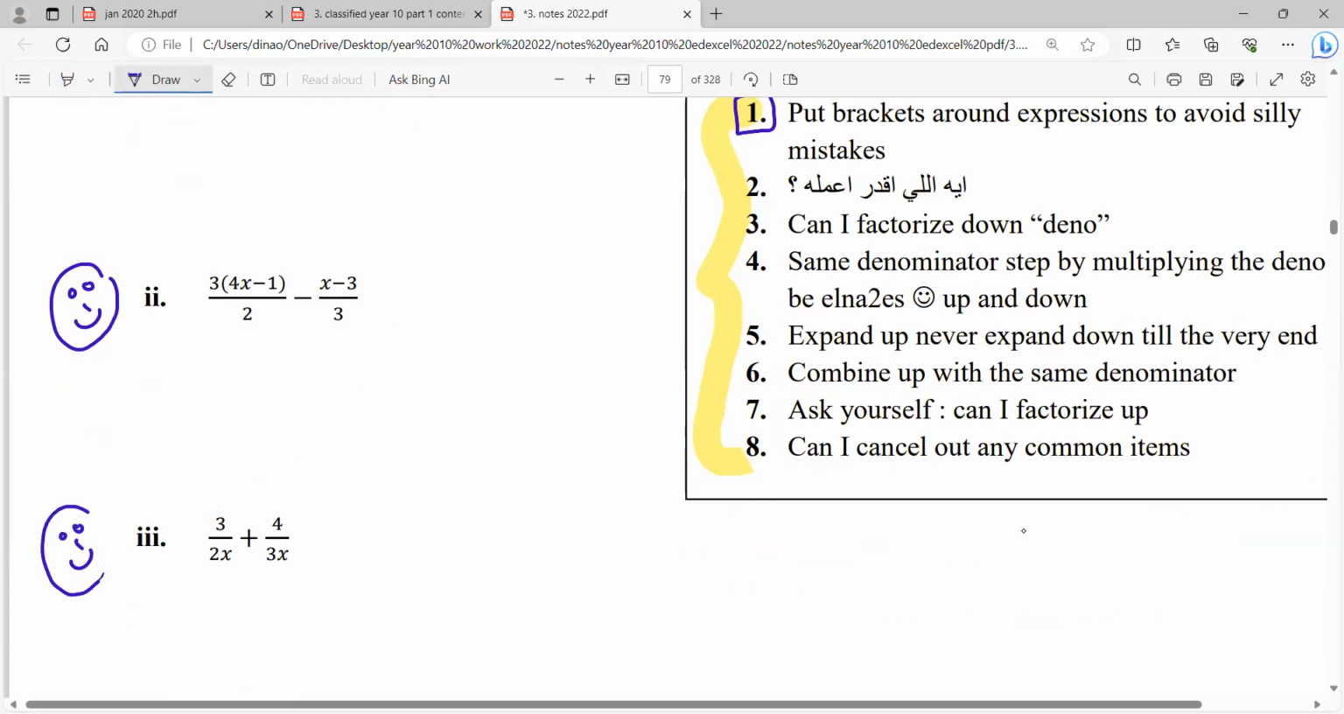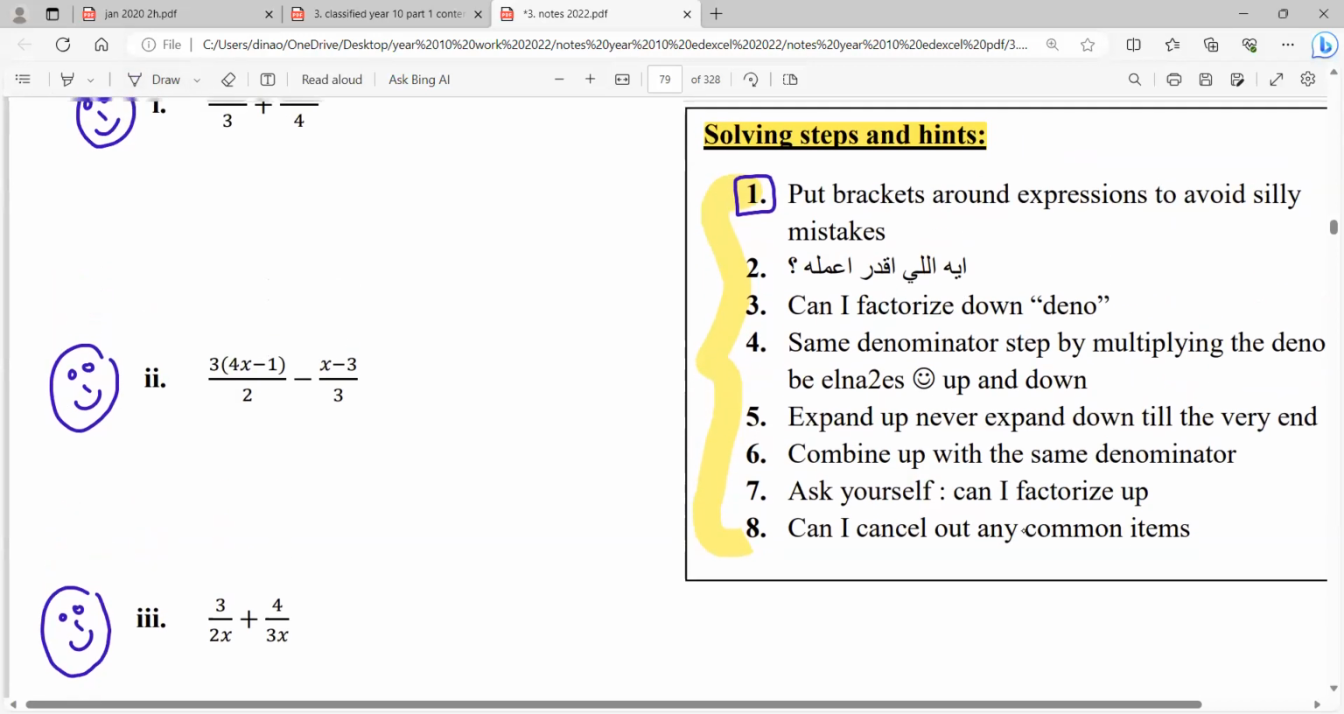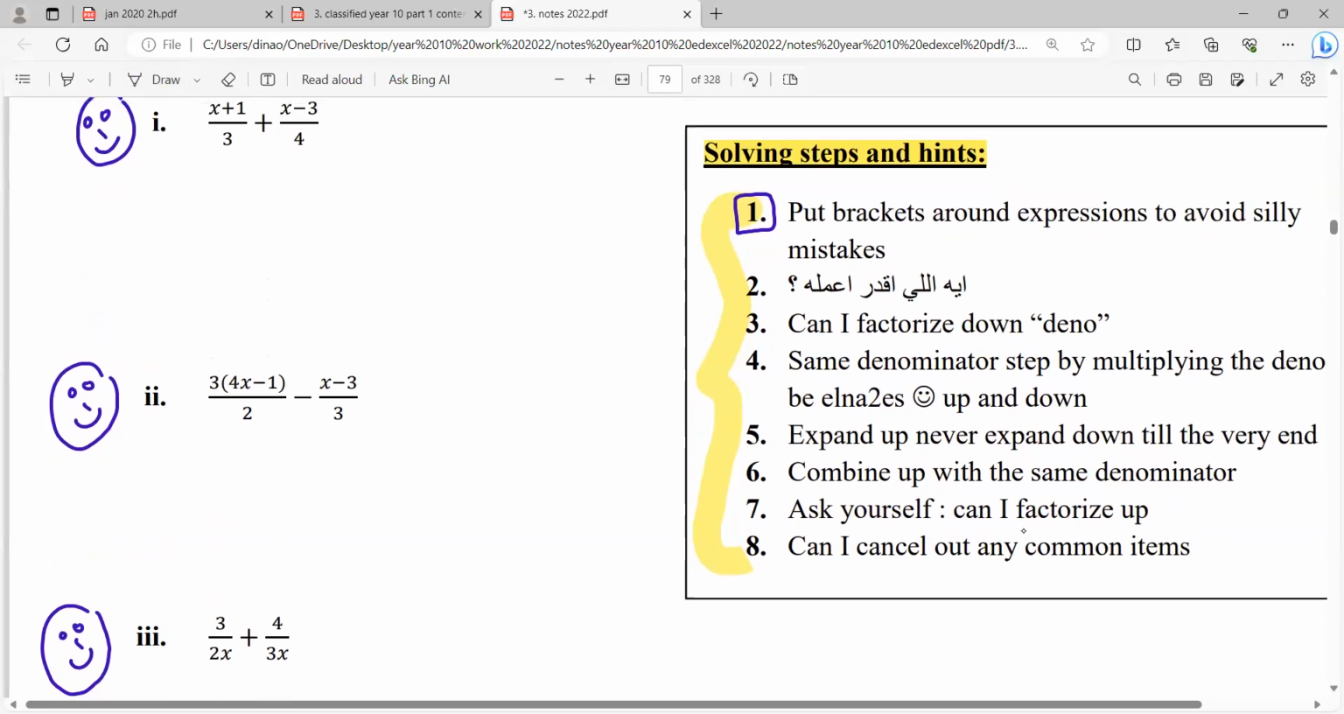And why will I label these with smiley faces? Because in all of these questions, as you can see, the denominator is numerical. The denominator is numerical, meaning I mean numbers. Of course, questions where the denominators are numbers are very, very easy questions and there is no problem in them.